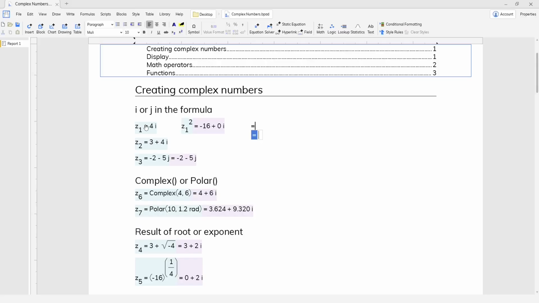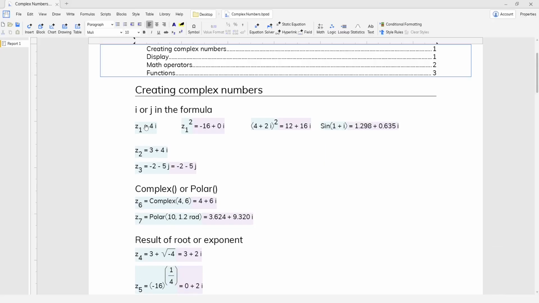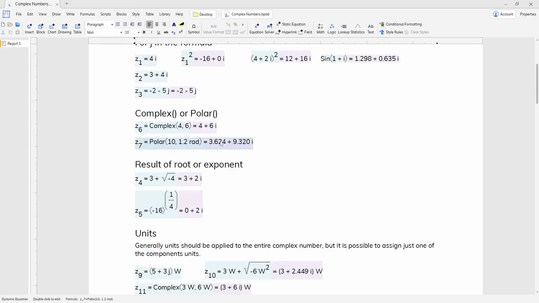Of course, I can just type these numbers directly into the formula without creating a value like that. So for example, I could say open parentheses 4 plus 2i squared, and that's going to give me a result. Or I could take the sine of 1 plus I, and that's going to give me a result as well, and so on. You can also use the complex or polar functions to generate a complex number.